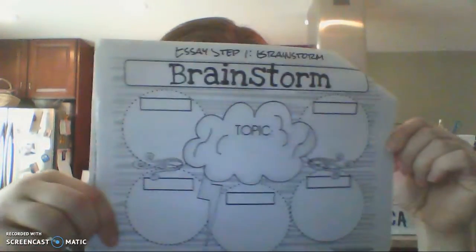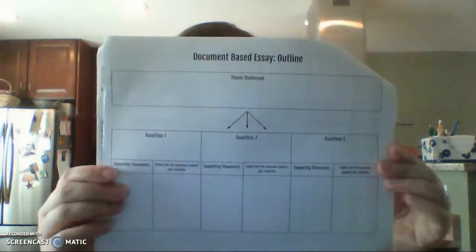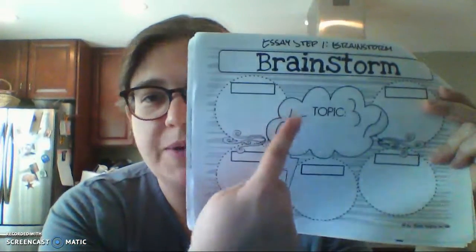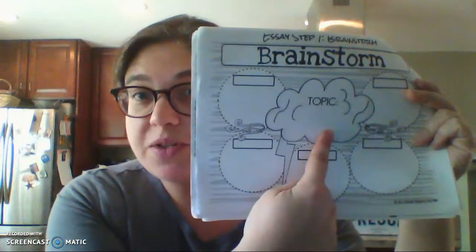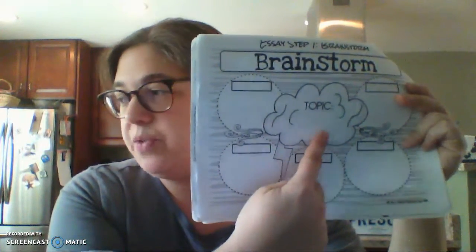Today, you need to work on the essay brainstorm and then move on to the essay outline. Let's go back to the brainstorm. In the topic section of the brainstorm page, you are going to write the question that is on the front of your DBQ.